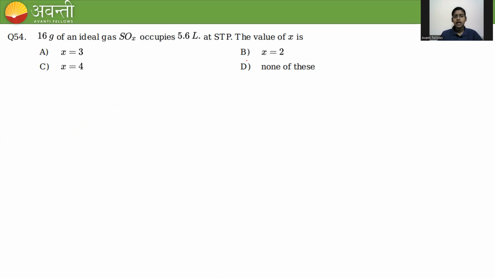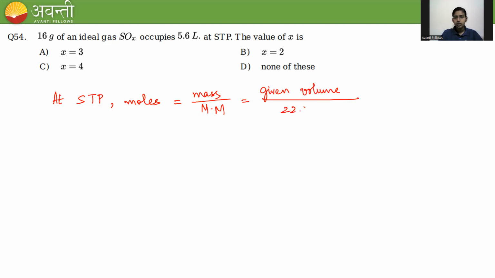16 gram of an ideal gas with formula SOx occupies 5.6 liter at standard temperature and pressure conditions. The value of x is. To solve this, let me start. At standard temperature and pressure, the number of moles can be calculated using mass by molar mass, which is equal to the given volume divided by 22.4.